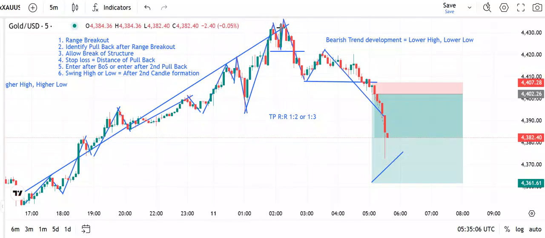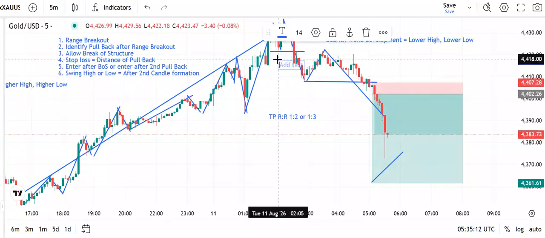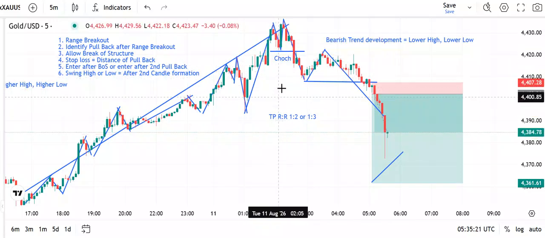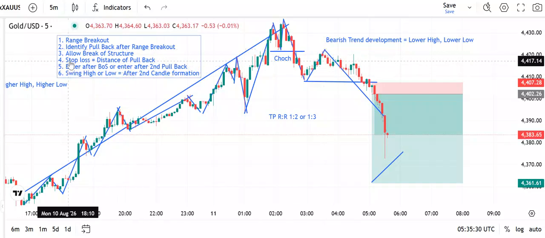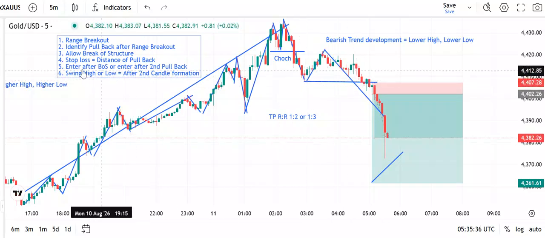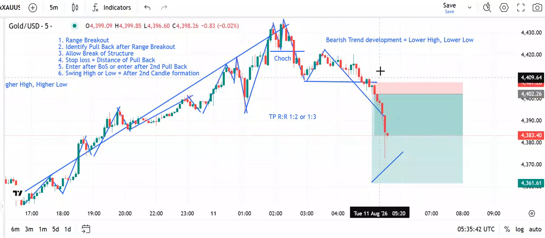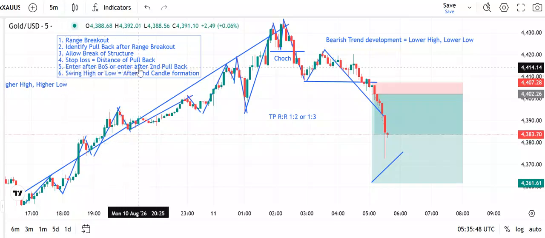So range breakout: this is the range, and this is the breakout where you have change of character. Identify pullback after range breakout. So these are pullbacks. Allow break of structure, this break of structure. Stop loss is equal to the distance of pullback. Now enter after break of structure or enter after second pullback.